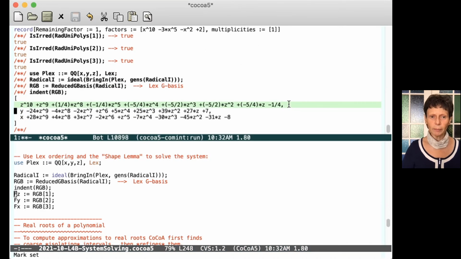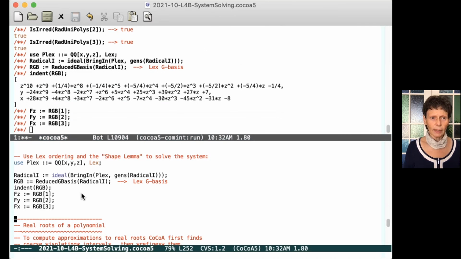We have one univariate polynomial in the smallest indeterminate, which is z. And then we have that x is an expression in z and y is an expression in z. This is the shape lemma. The shape lemma tells us that in these conditions, we always have a Gröbner basis like this, with the univariate polynomial. From the univariate polynomial, I can compute the solutions, and then I substitute these solutions in the other two expressions to get the values for x and y.